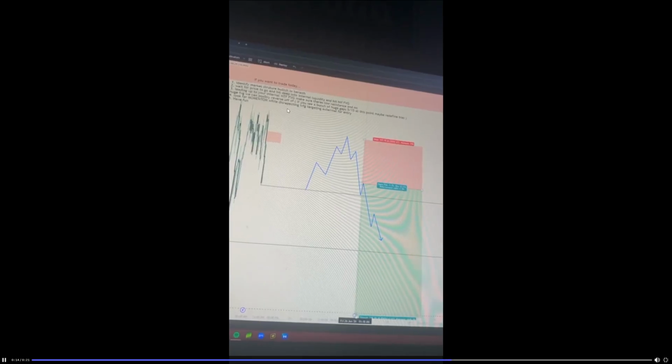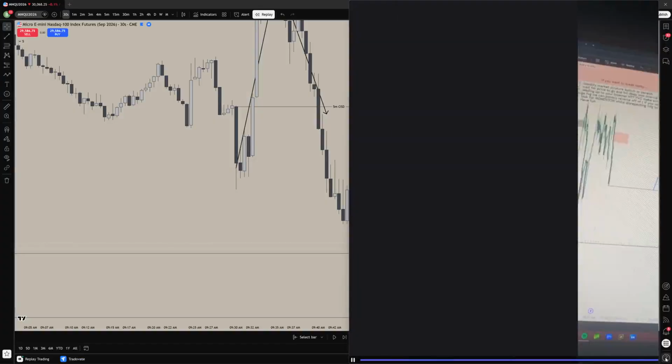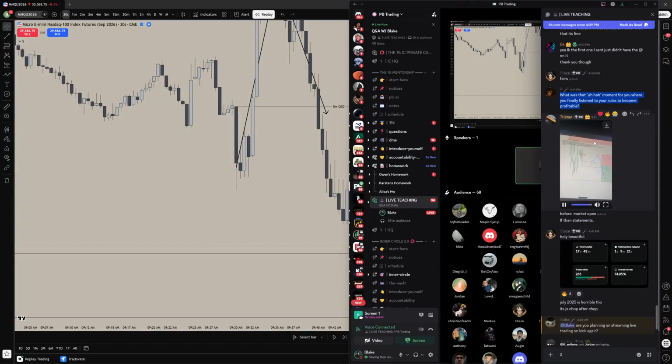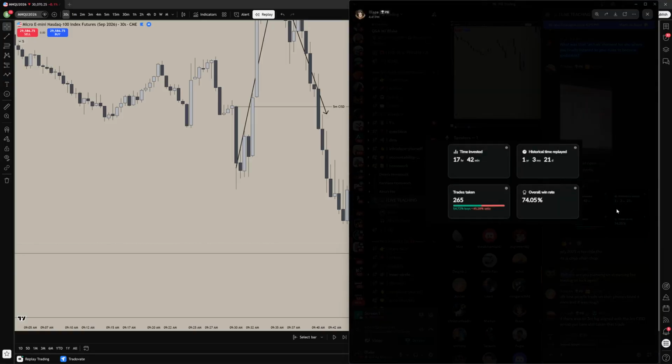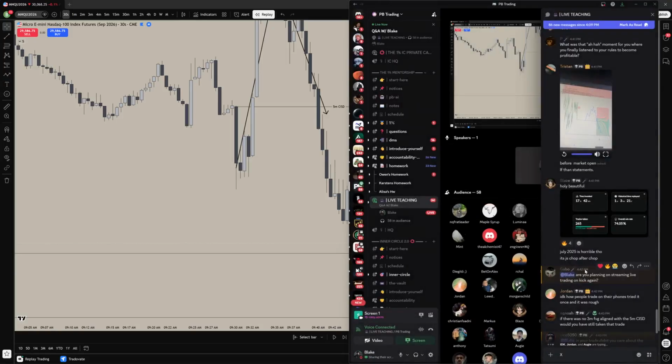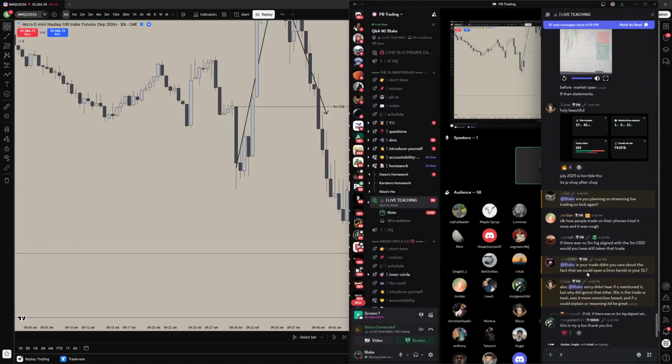Perfect though, yeah. If-then statements, these are amazing, bro. Exactly, literally do exactly what Tristan's doing right now. Really good, bro. It's a better win rate in backtesting than me.